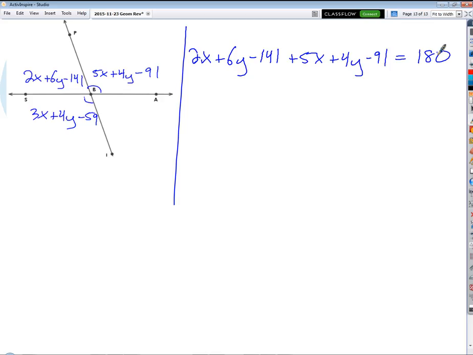So what do I do to simplify that? What do you think? Shaw, what am I going to do there? Combine like terms, very good. So 2x plus 5x gives me 7x. 6y plus 4y is 10y. Negative 141 and negative 91 is negative 232. So they're combined, and it equals 180.